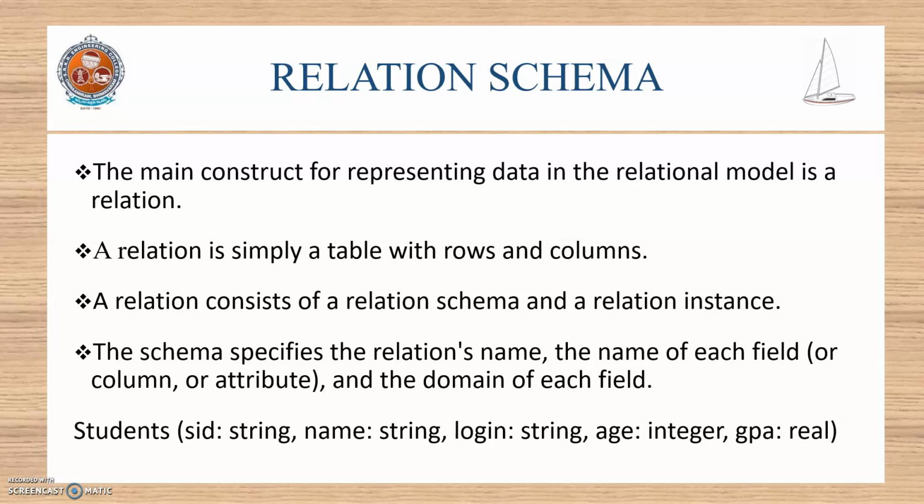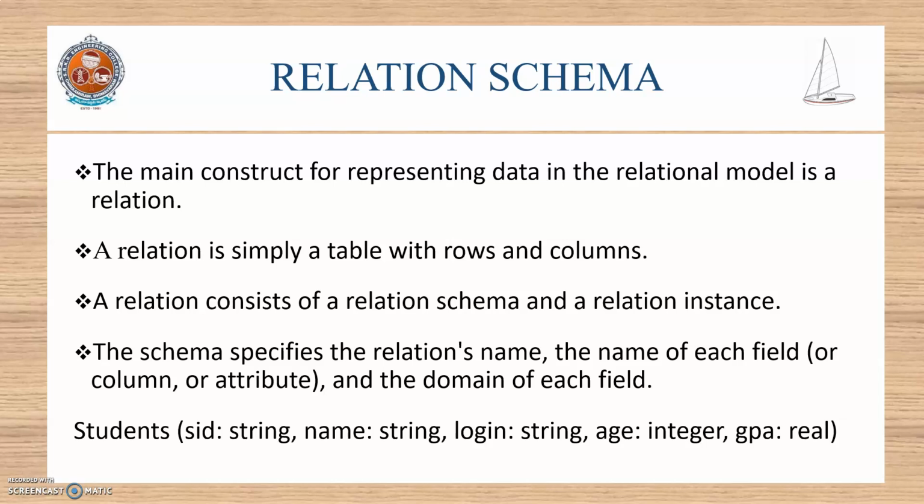The main construct for representing data in the relational model is a relation. A database is a collection of one or more relations. A relation is simply a table with rows and columns. A relation consists of a relation schema and a relation instance. The schema specifies the relation's name, the name of each field, and the domain of each field.